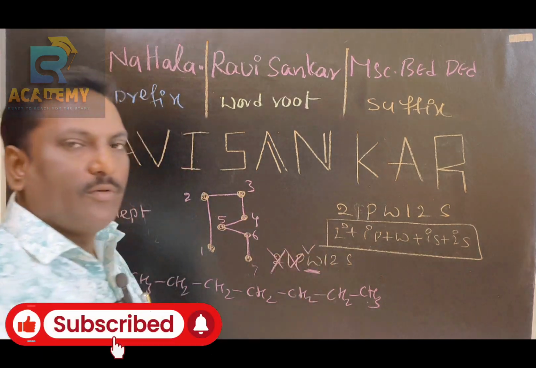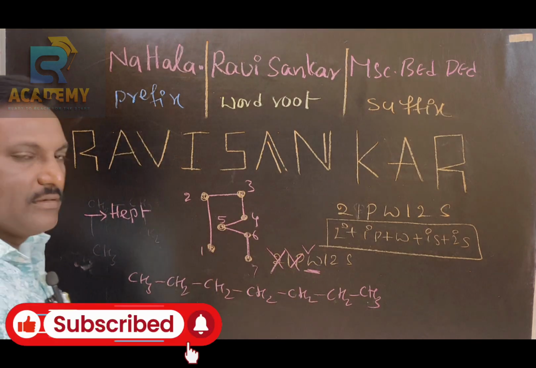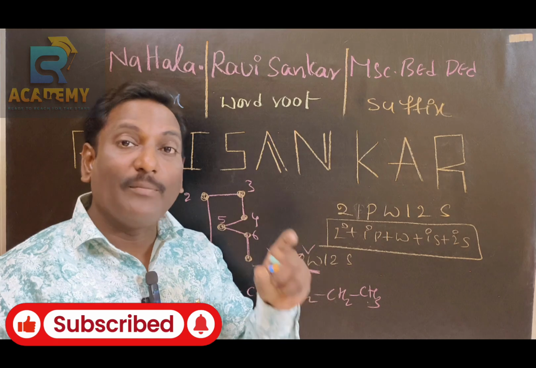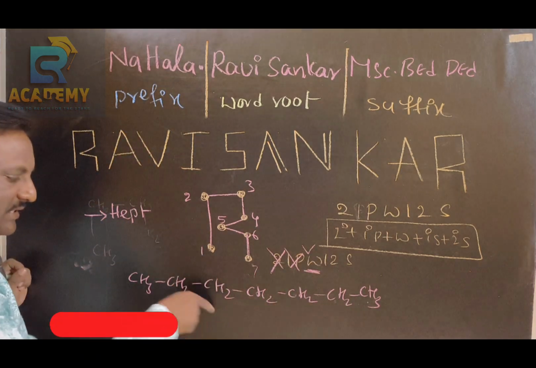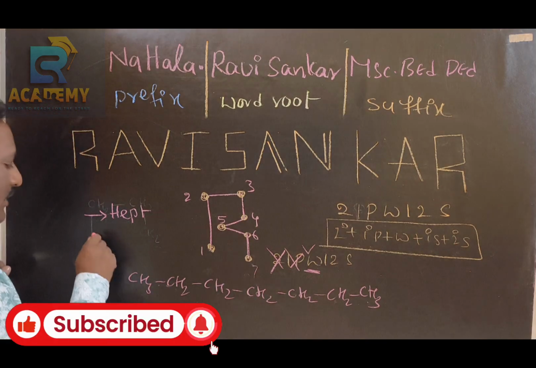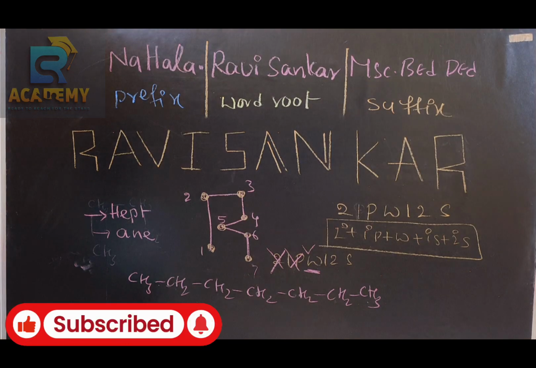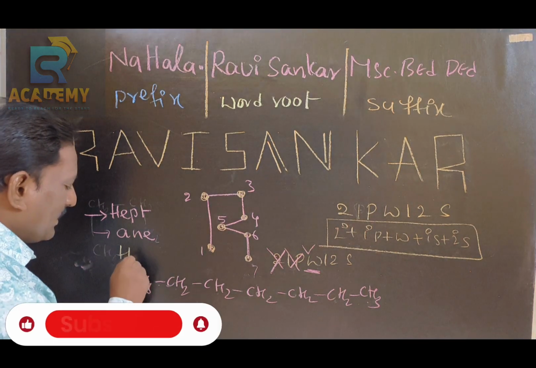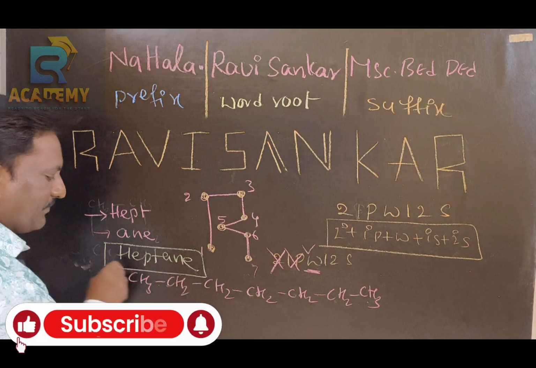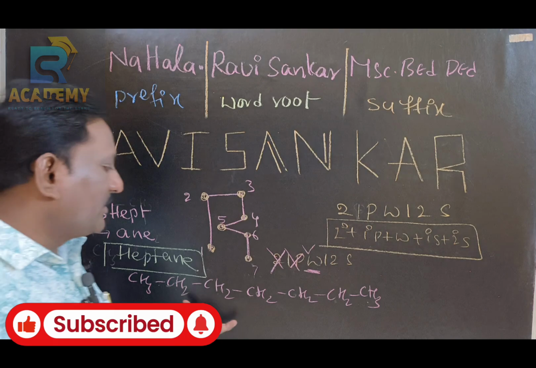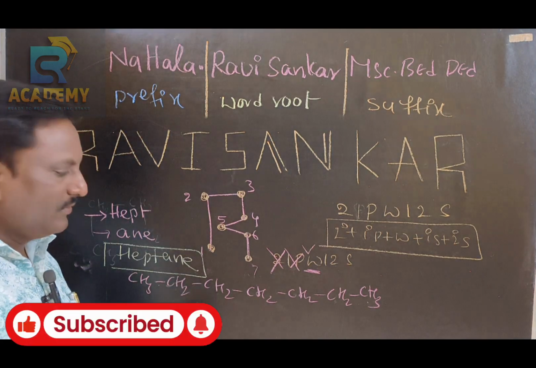We have completed the word root. Then what about the primary suffix? Primary suffix tells us the nature of the bond between carbon and carbon. What kind of bonds are present between carbon and carbon in the parent chain? Only single bonds, so you should use ane. So finally you should call this heptane. Is it clear to you how to name the given organic compound? This is heptane. Make a note.